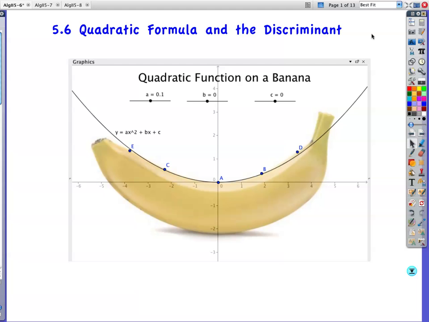All right, I don't know, the shape of a banana, I guess, is a little bit quadratic with that. There's other things in the world, as you know, that have that quadratic, that parabola shape.